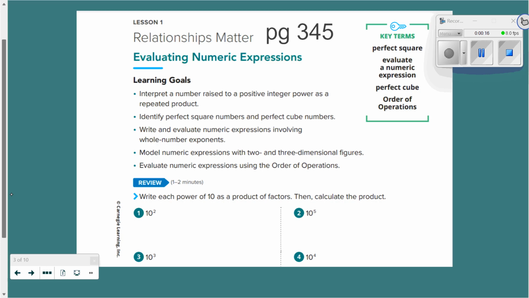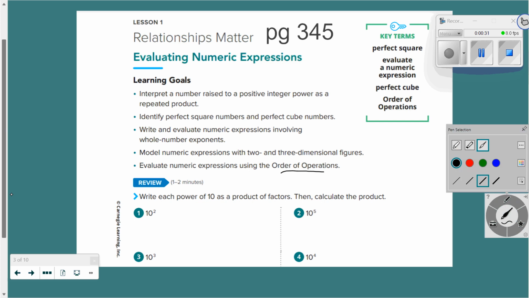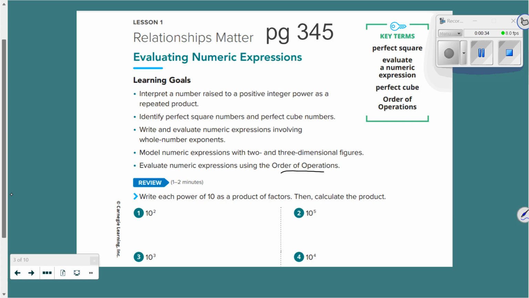We're going to look at perfect squares, perfect cubes. We're going to be writing out and evaluating numeric expressions, whole number exponents. And we're going to finish with the order of operations, Dan's favorite pieces. But to get us ready for all of the above, we're going to start with a quick review activity.